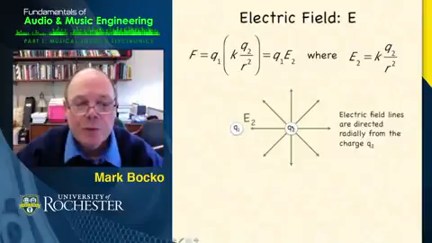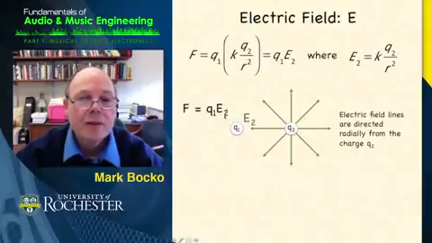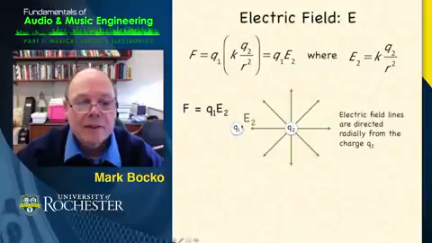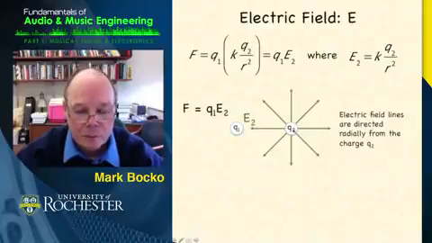field of Q2, and then I can compute the force on Q1. It's just the charge of Q1 times the electric field produced by Q2, and that is the exact same force as Coulomb's law told me, but now I'm just looking at it a slightly different way. I'm saying, okay, part of the factor here is the electric field of charge Q2, and then Q1 finds itself experiencing a force because it's feeling the presence of Q2 through the electric field that Q2 has produced.